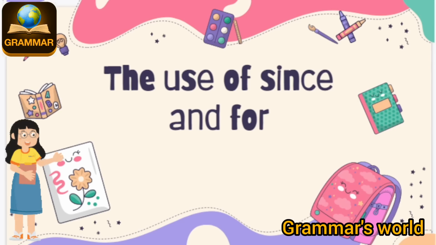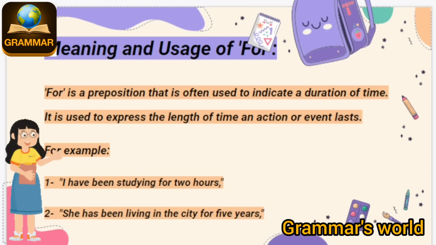Have you ever been confused about when to use since and for? Well, in this video, I will explain the differences and give you some examples to help you understand. Meaning and use of for. For is a preposition that is often used to indicate a duration of time. It is used to express the length of time an action or event lasts.